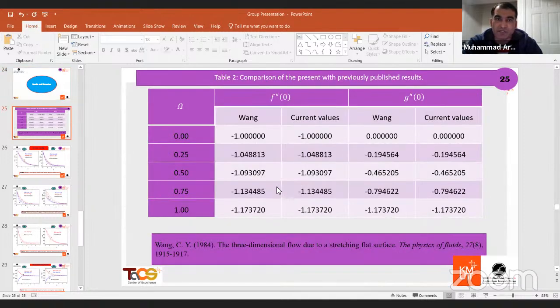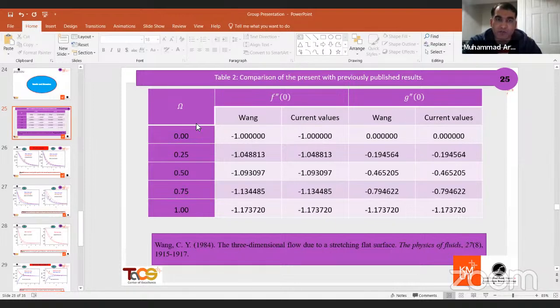So the very first is table 2, which shows the comparison of the present work with previously published results. The skin friction and Nusselt number are compared with Wang's result, which was published in 1984, and we check different values of the stretching parameter. The first one is 0, and you can see that our result is quite identical to the already published work, which validates our work.